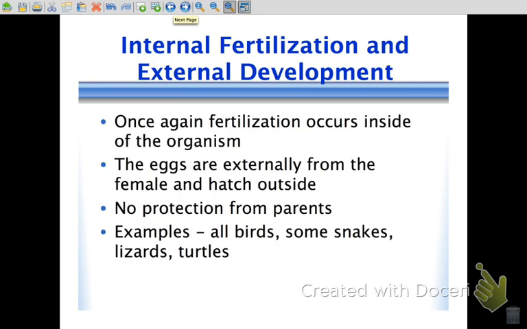Internal fertilization and external development. Once again, fertilization is occurring inside. But the eggs are external. Those fertilized eggs develop external from the female and hatch outside. So again, it has the same advantage for the internal fertilization. There's a nice pathway, easy for the sperm. But for the development, there's no protection from the parents. Yes, they sit on the egg, but when they need to go get food or they ever leave, it is open for predators to come and get the fertilized egg. All birds, some snakes, lizards, and turtles.